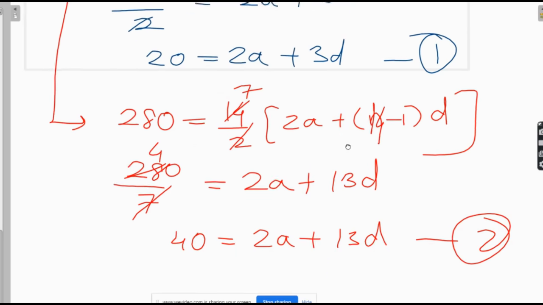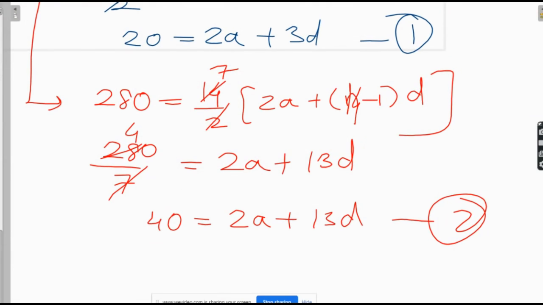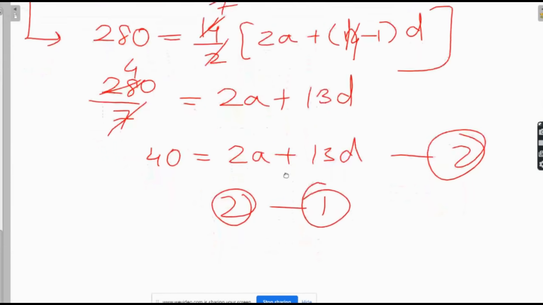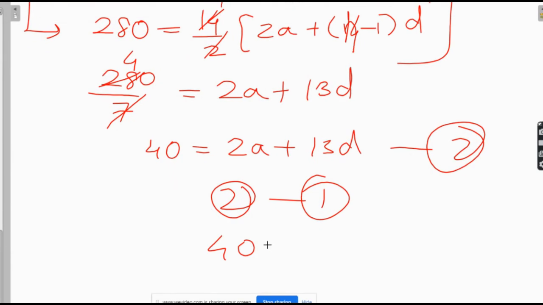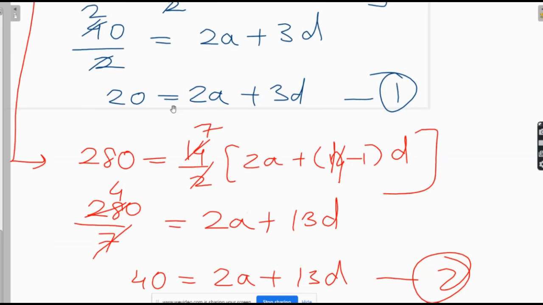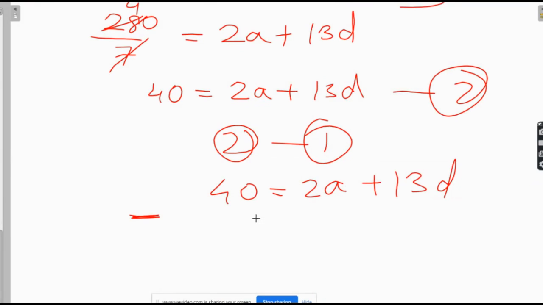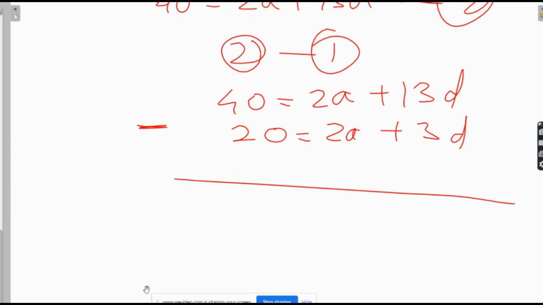Okay. Now what I'm going to do is subtract equation 1 from equation 2. So let me write 2 here first, minus 1. What is 1? 20 is equal to 2a plus 3d. So I'm going to do minus. 40 minus 20, 20. 2a minus 2a is 0. 13 minus 3, 10.